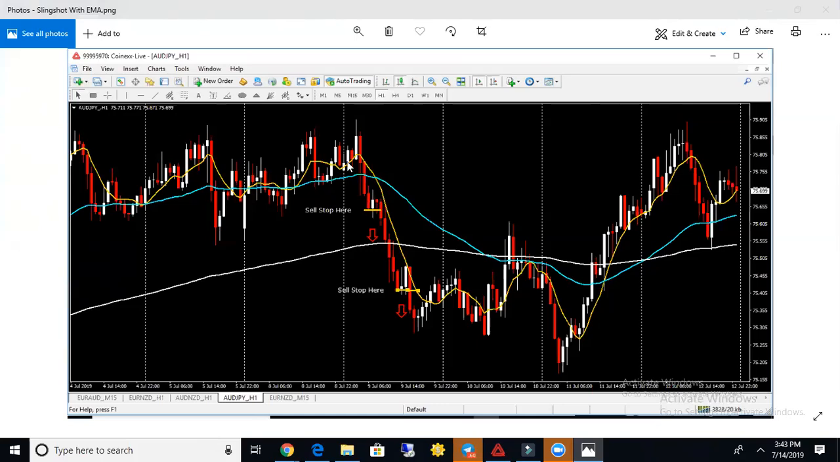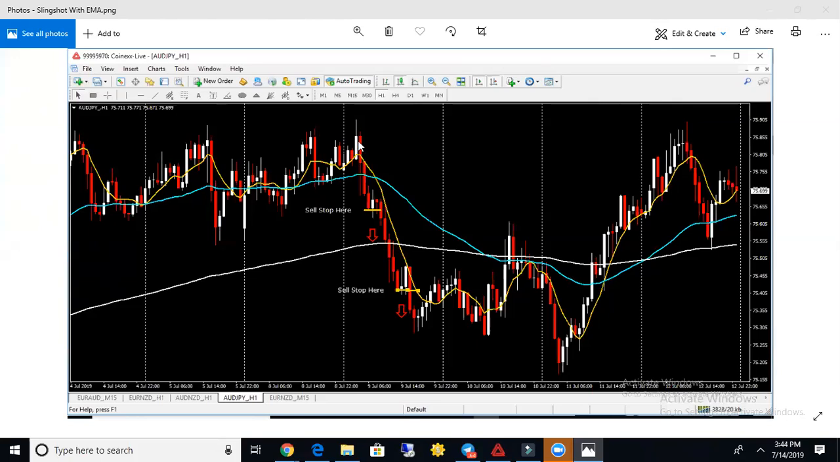As a matter of fact, let me tell you the EMAs. The gold EMA is the 7 simple moving average. The baby blue moving average is the 50 exponential moving average. And this white one here is the 200 exponential moving average.